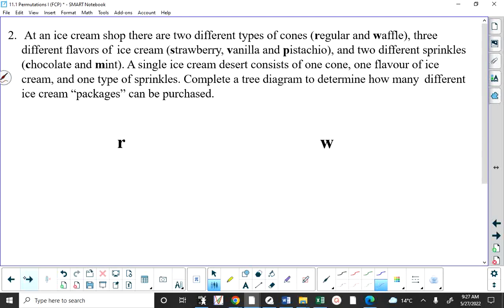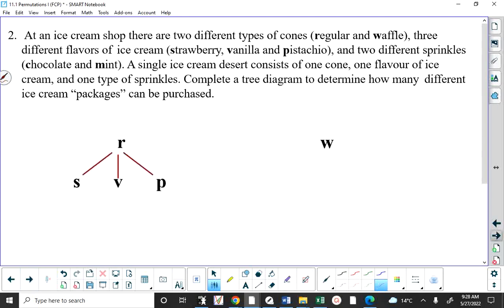Bobby Bear had to choose a shirt and choose a pair of pants. Here you have to choose a cone, you have to choose a flavor of ice cream, and you have to choose a type of sprinkle. So we put our first options for the first choice here, and then we say, have you noticed I'm using bold here for the different choices? If you choose a regular cone, and think of the vendor standing there. She's got a regular cone in her hand. She says, okay, now what kind of ice cream do you want?